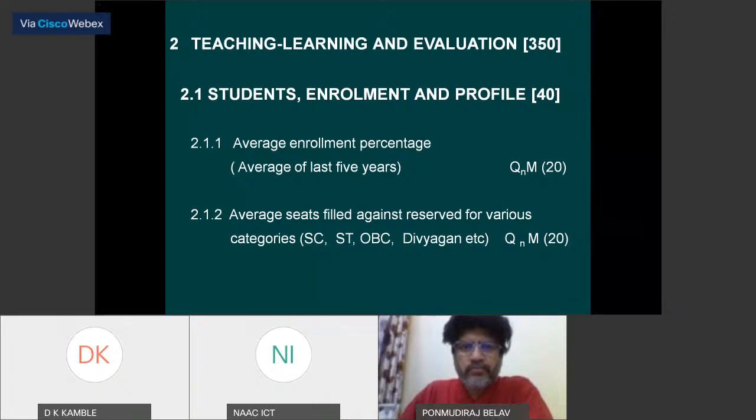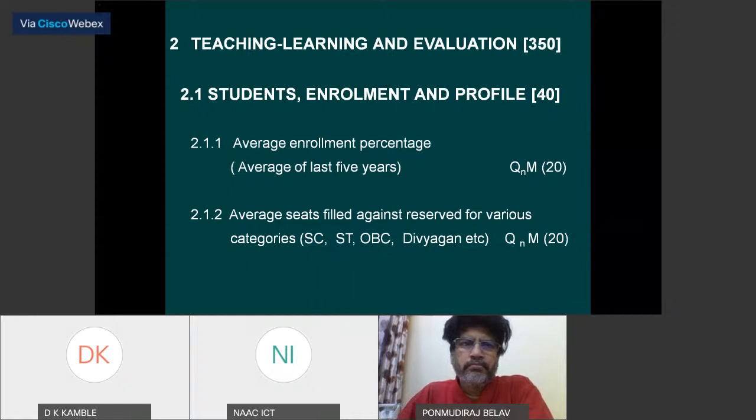Year wise, if the institution mentions 100, 200 like this, the year-wise approved list of admissions is required, whether it is from the university or otherwise certified by the head of the institution, meaning the principal has to sign with seal and signature on that list. Then, average seats filled against reserved categories. See how many students are admitted in the institution from the reserved category, because the reservation policy differs from state to state. As per the state reservation policy, whether the institution has implemented it or not, how many students were admitted from the reserved category, those reserved category details are required.